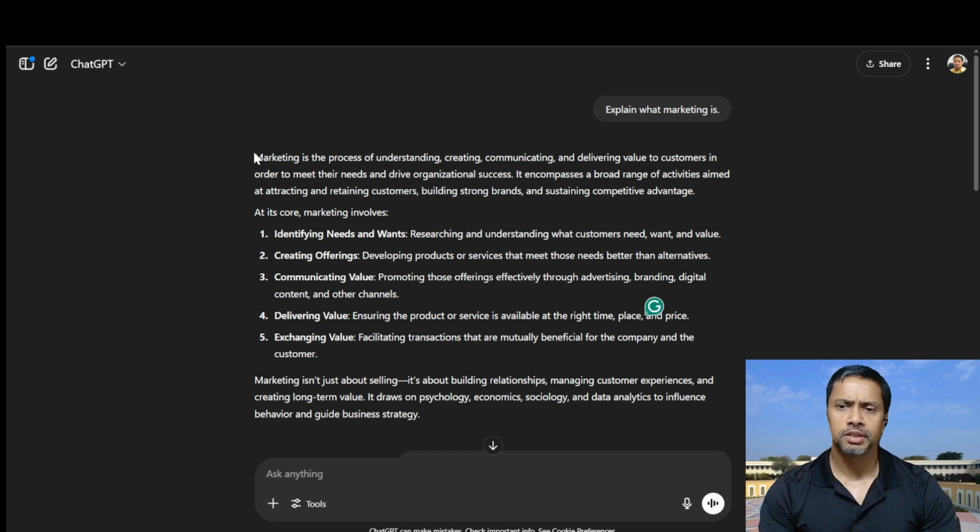It is a standard definition, more or less. It has taken the definition from the marketing management book by Philip Kotler et al. And it says that marketing is the process of understanding, creating, communicating, and delivering value to customers in order to meet their needs and drive organizational success. This is a fairly fine definition of marketing. I have no issues with that.